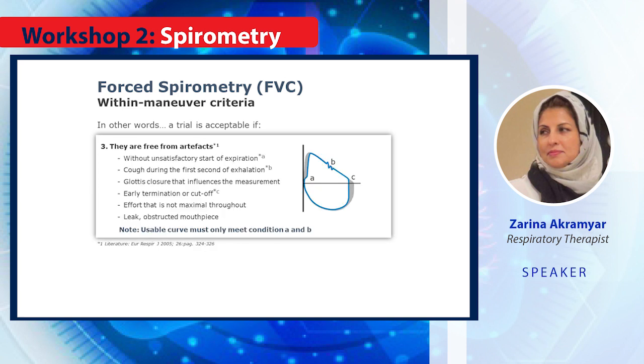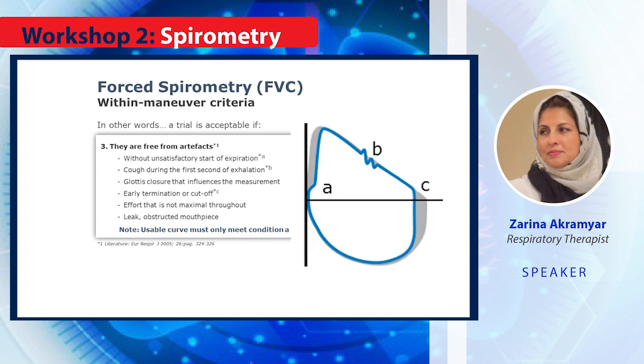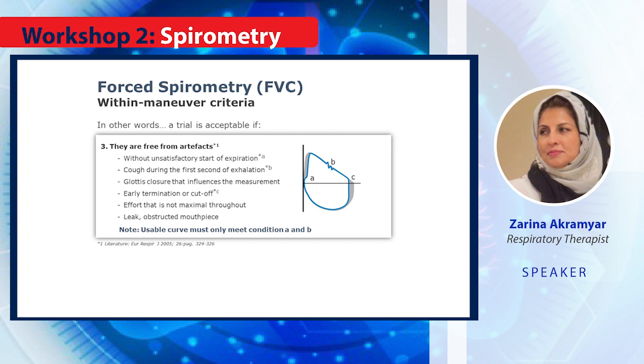Third, there should be no artifact. For example, here, letter A, it shows hesitation. There should be no hesitation. Good start. B is coughing. Coughing during the 1st second of exhalation can affect our FEV1. Letter C, glottis closure that influences our measurement, early termination or cutoff. So the test has to be done with the maximal effort throughout, with no obstruction of the mouthpiece and no leak.